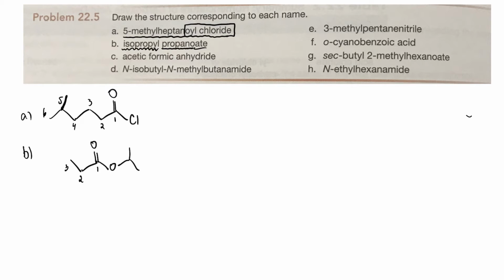Here we have an anhydride, okay? And remember, anhydrides are basically 2 carboxylic acids hooked together. So we have acetic acid and formic acid. So acetic acid looks kind of like that with an OH, and formic acid looks like that, okay? So that would be your acetic formic anhydride.